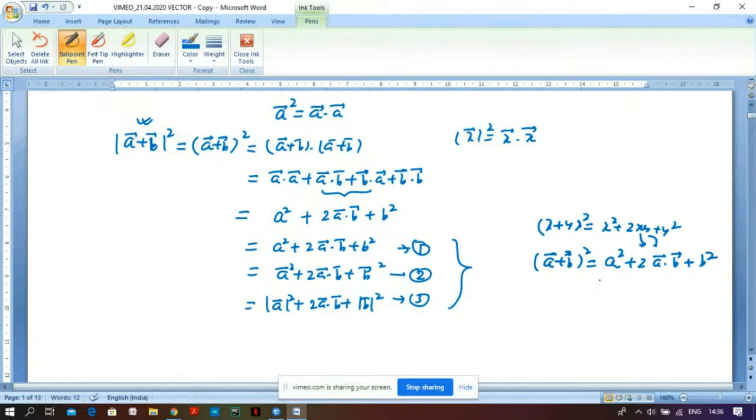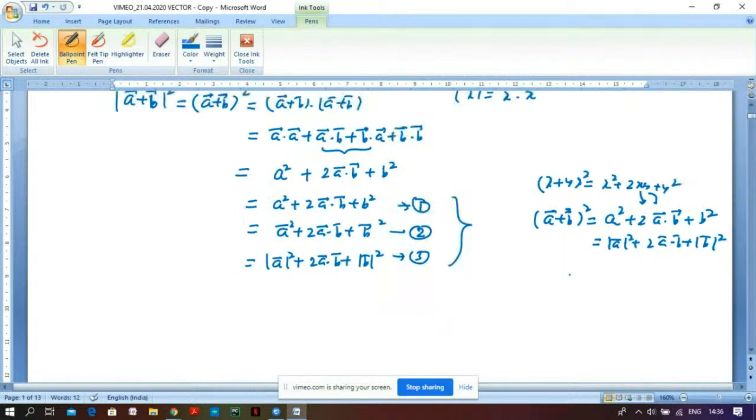Or you can write again either modulus of a square and 2a dot b and plus modulus of b squared. So that's how we develop. So the first thing to do is to develop the expression. The same thing will be found useful in, say, complex numbers or matrices.